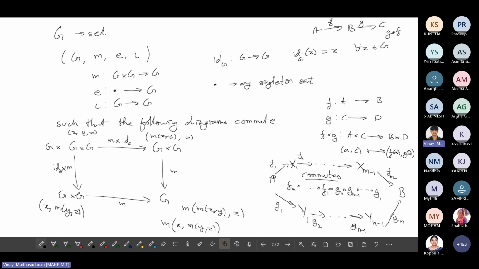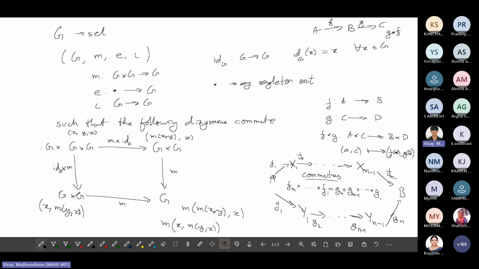In general, they may not be equal. If you just write some arbitrary functions here, just because the domain and codomain are the same, that doesn't mean the functions are the same or the compositions are the same. So by saying that this commutes, we are saying that there is some additional restriction. The functions are such that they commute. Okay. Is it fine? I don't know if it's visible to you.